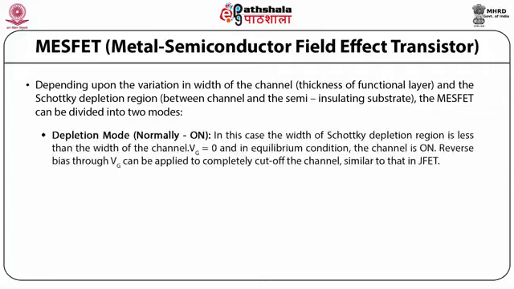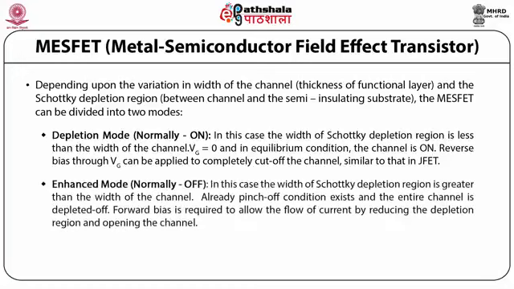First is the depletion mode, which is normally on. In this case, the width of the Schottky depletion region is less than the width of the channel, at Vg equal to 0, and in equilibrium condition, the channel is on. So reverse bias through Vg can be applied to completely cut off the channel, similar to that in a JFET.